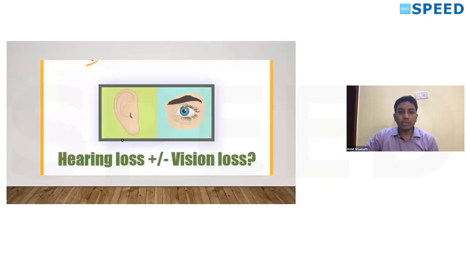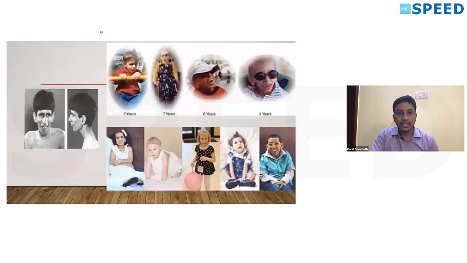So the next is the patient having hearing loss along with retinitis pigmentosa. This is the typical sensorineural hearing loss seen in patients with Usher syndrome. So Usher syndrome is associated with RP along with sensorineural hearing loss.